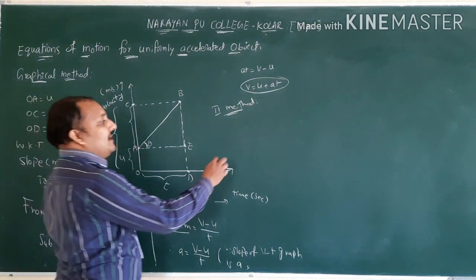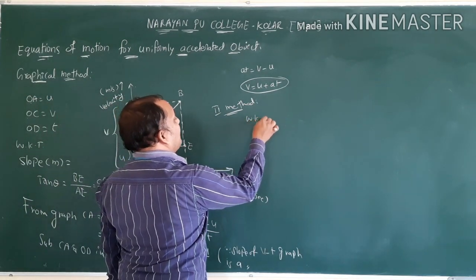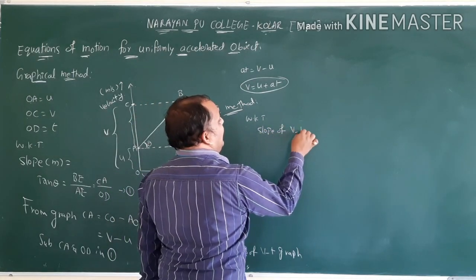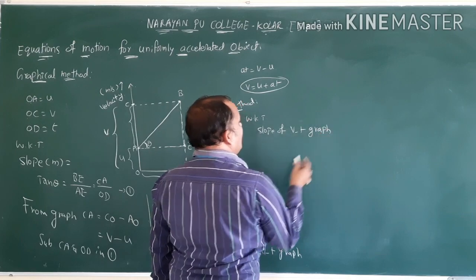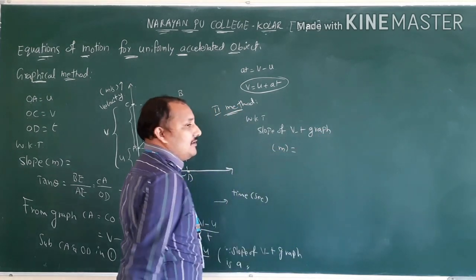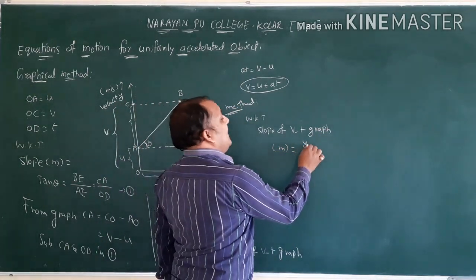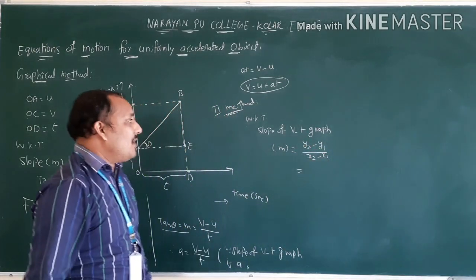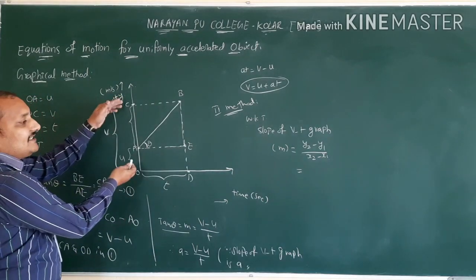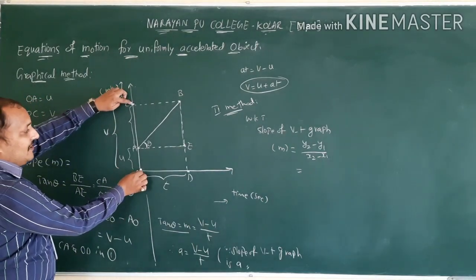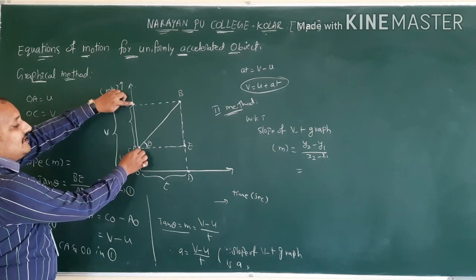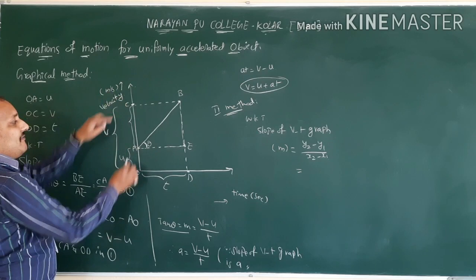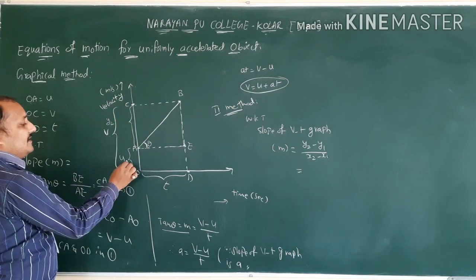So what is the second method? We know that the slope of the v-t graph, m, is equal to y2 minus y1 by x2 minus x1. What is y2 here? What is on the y-axis? From O to C is y2, and from O to A is y1.